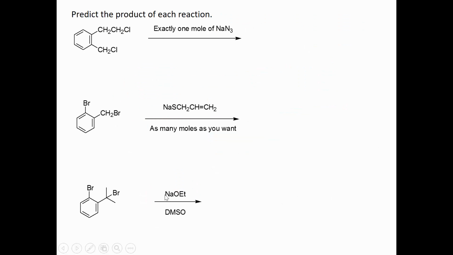All right, we're going to do one more problem, and then we're going to take a deeper look at aromaticity in the next video. All right, so let's predict the product of each reaction.